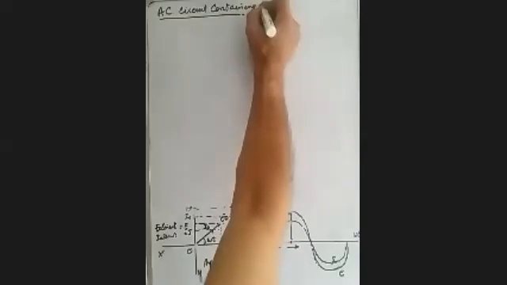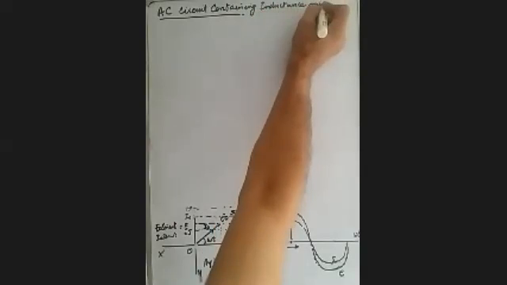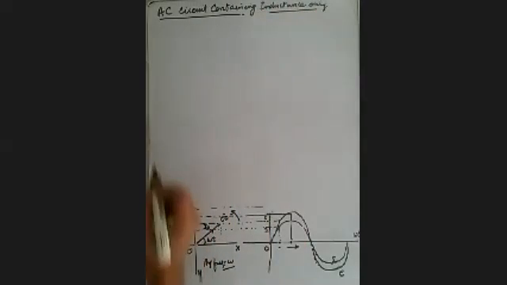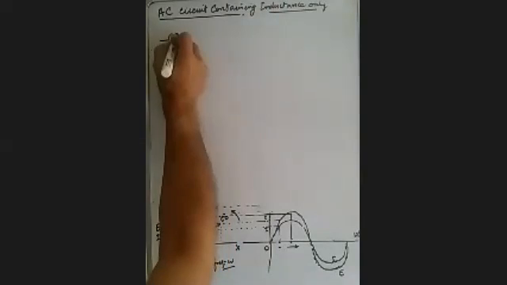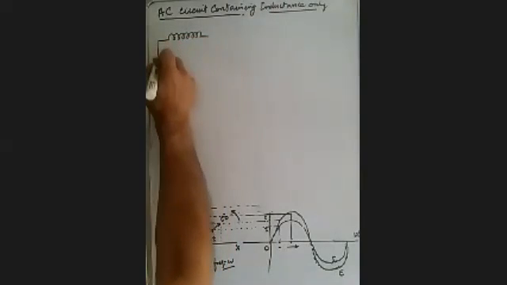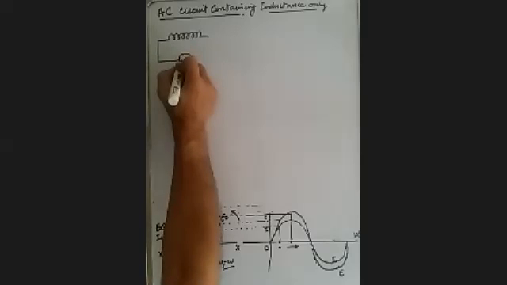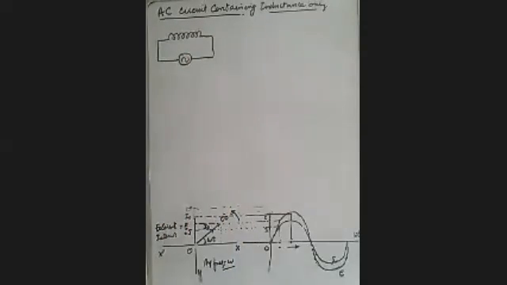AC circuit containing inductance only. So we can once again draw the diagram. So inductance is basically what? It is a coil, and we assume that this is a pure inductor. That means there is no resistance due to the coil, and that is why it is only a pure inductor. Resistance is 0. So it is an ideal inductor.